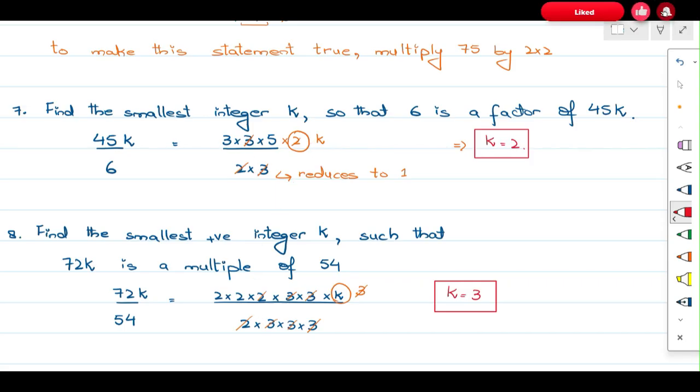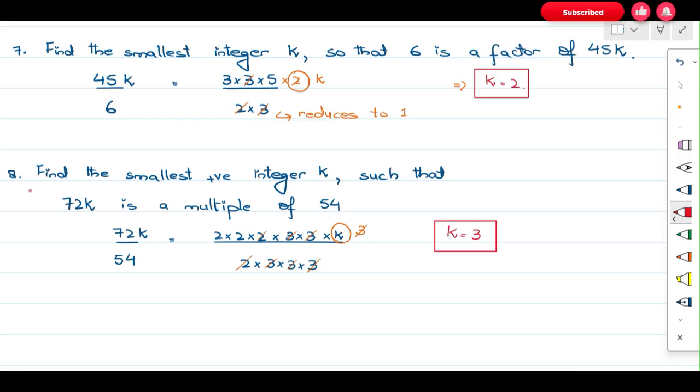And the last example is about multiples. We need to find the smallest positive integer k such that 72k is a multiple of 54. So 72's prime factorization, 54's prime factorization. This denominator must reduce to 1. When the denominator reduces to 1, when you're doing factors and multiples in terms of prime factorization, then that statement is true. And how do we make that statement true? By multiplying the numerator by the smallest positive integer.